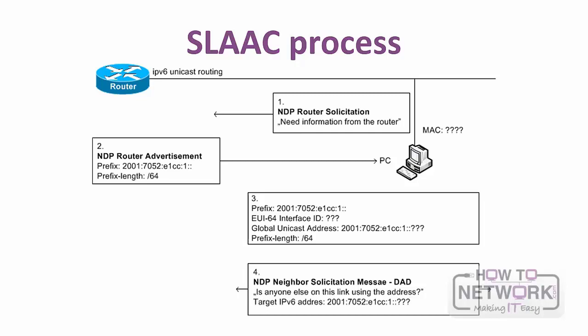PC sends a neighbor solicitation message with its own global unicast address as the target address. If another device has this address, it will respond with a neighbor advertisement message. If PC does not hear a response to its neighbor solicitation message in the form of a neighbor advertisement, it can rest assured that its global unicast address is unique.